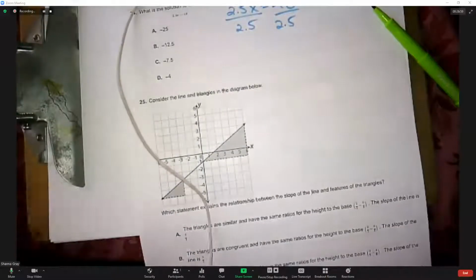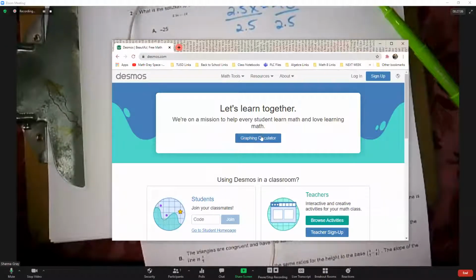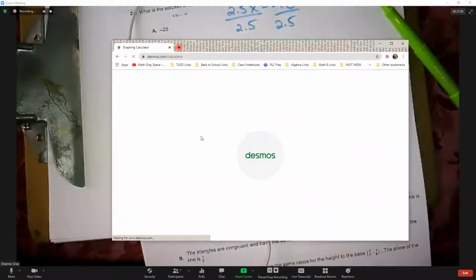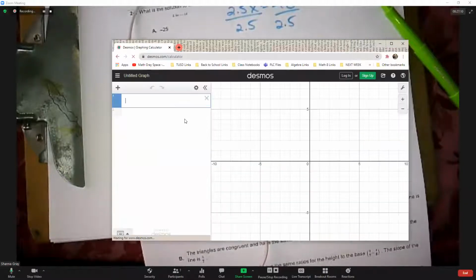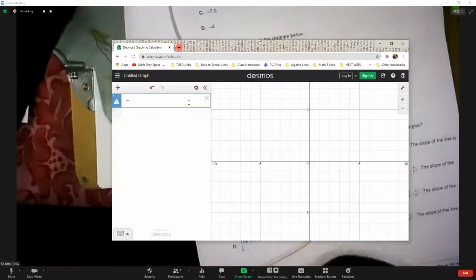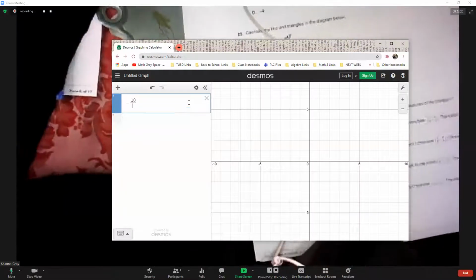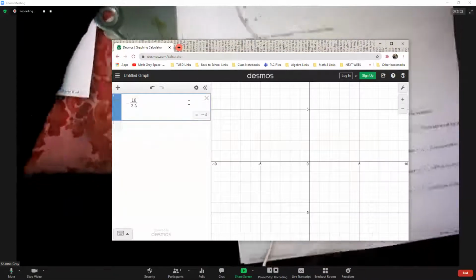If you're practicing at home, I suggest you use Desmos, because Desmos is the same calculator that you have in your test. If you go to desmos.com and click graphing calculator, it lets you graph, but it also lets you type negative 10 divided by 2.5. So it also will do math problems for you too. So negative 4.